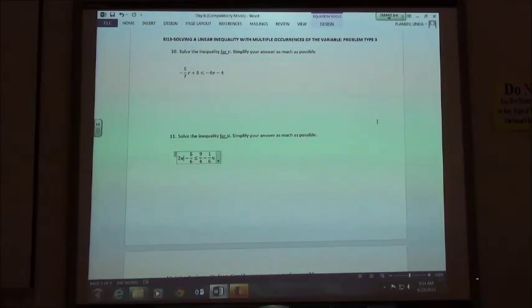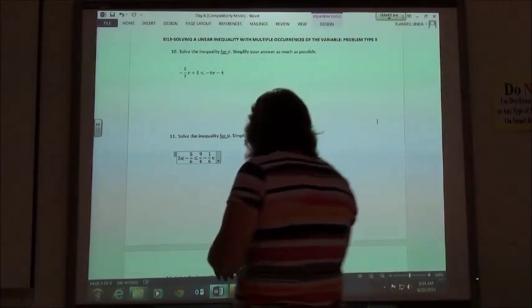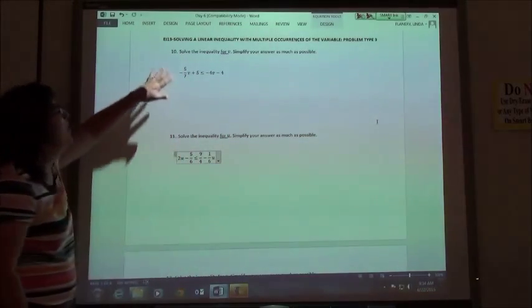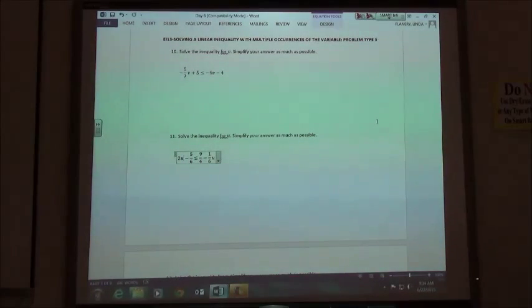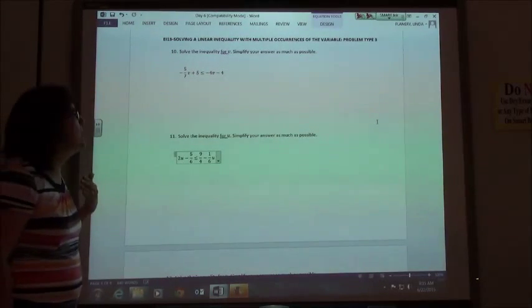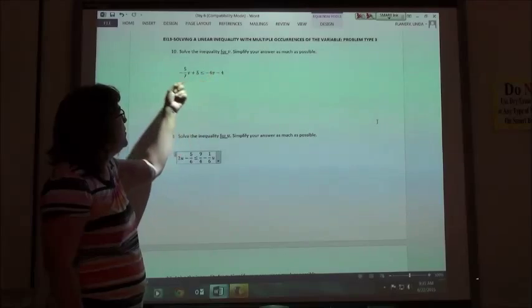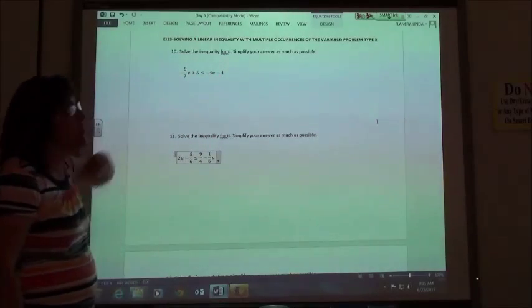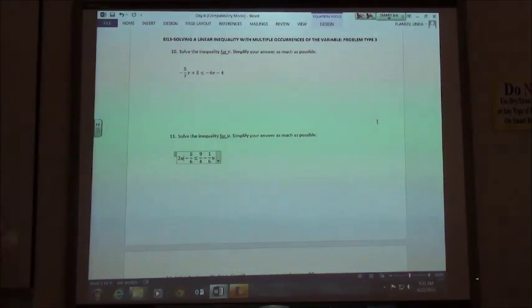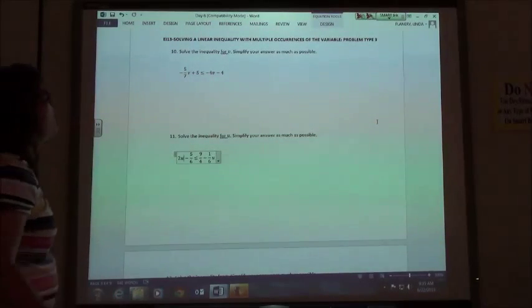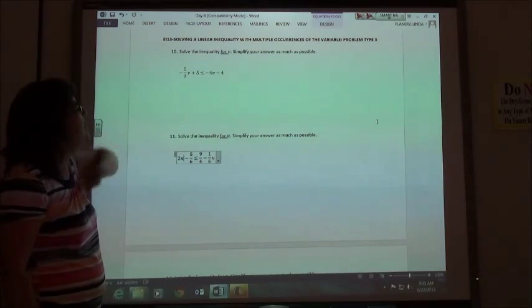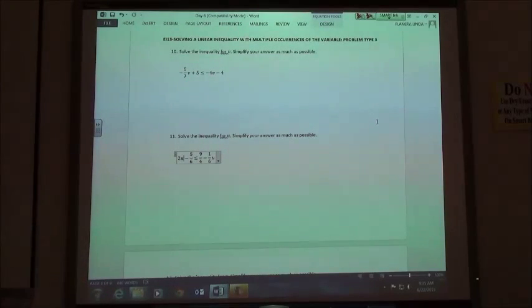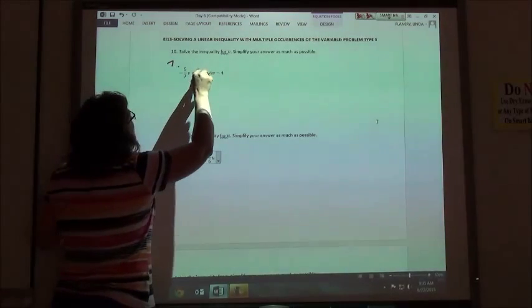All right, 10, 11, and 12, we are solving a linear inequality with several occurrences of the variable. Again, anytime I see an equation or an inequality that has a fraction, I like to get rid of the fractions first. You could add your 4v and subtract your 5, but then you're dealing with having to find a common denominator and dividing by a fraction, which is multiplying by the reciprocal and all of that good stuff. So I suggest just get rid of the fractions by multiplying by the common denominator, which in this case is just 7. I'm going to take each term times 7.